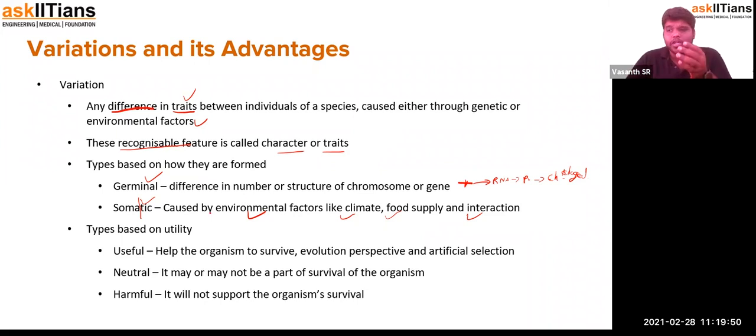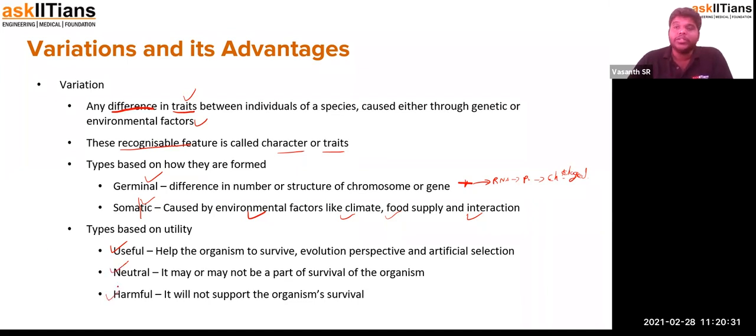These variations which could cause differences are categorized into 3 types based on how they affect the society or an organism. One could be useful. It could help an organism to survive and evolve, and retain its existence in this world. Such variations are called useful variations. The next one is neutral, where it will neither harm nor be useful. It will not take any exclusive part in the process of existence of this organism in this world. So that is the neutral type.